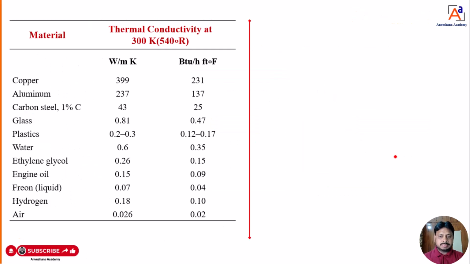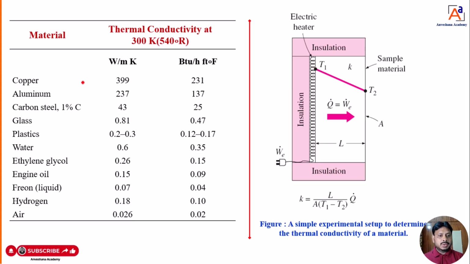So here are some values for thermal conductivity. Yes, copper, what I told, dear students, 399 watt per meter Kelvin or 400 watt per meter Kelvin. Aluminum 200 or 237 watt per meter Kelvin. Like that, you can take carbon steel, glass, plastic, water, ethylene glycol, engine oil. These all are thermal conductivity for the different fluids and materials, dear students. Then how to determine the thermal conductivity?